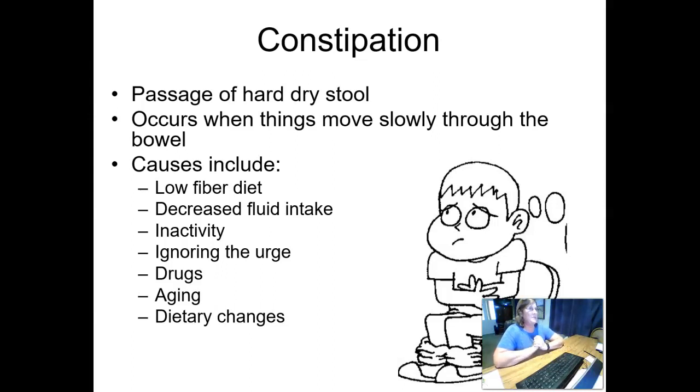Ignoring the urge. When people know they need to go to the bathroom but they keep holding it, they keep ignoring the urge, sometimes it can rebound on them and cause them to be constipated. Medications, as I mentioned, especially narcotics. Aging, so again, peristalsis decreases. And we have to remember, when people come into the nursing home, a lot of times they come in with a disability, so they go on different dietary changes. They're not eating the foods they're used to eating, or maybe the consistency of their foods has changed, and sometimes those dietary changes can make an impact on them as well.